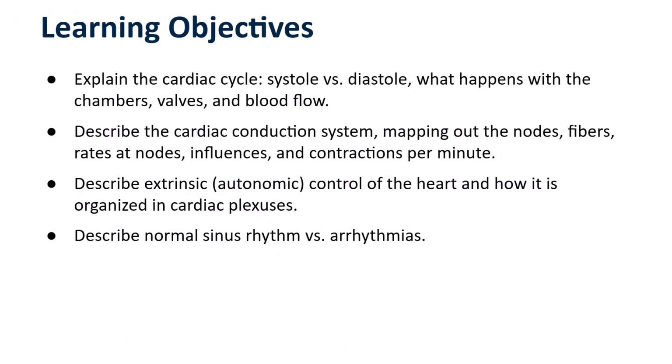In this video, we'll discuss the cardiac cycle, specifically systole versus diastole, and what's happening with the chambers, valves, and blood flow. We'll discuss the cardiac conduction system, mapping out the nodes, fibers, rates at nodes, influences, and contractions. We'll also discuss extrinsic or autonomic control of the heart and how it's organized into cardiac plexuses. Finally, we'll discuss normal sinus rhythm versus arrhythmias.